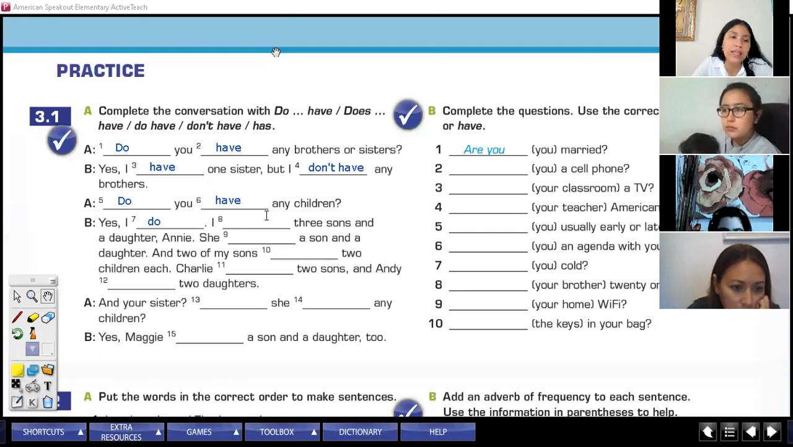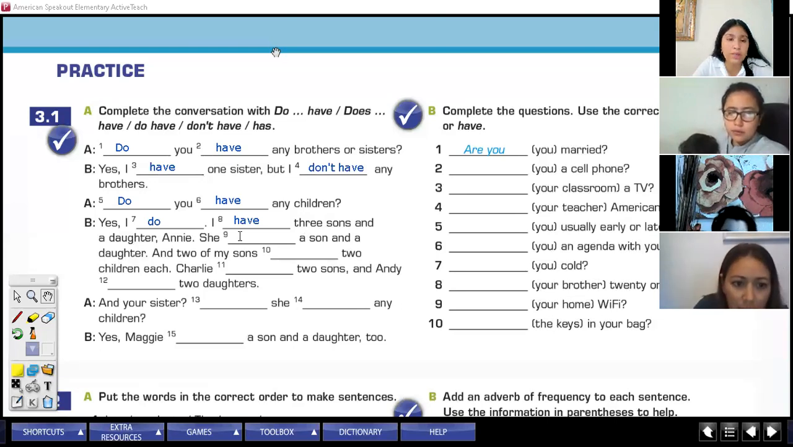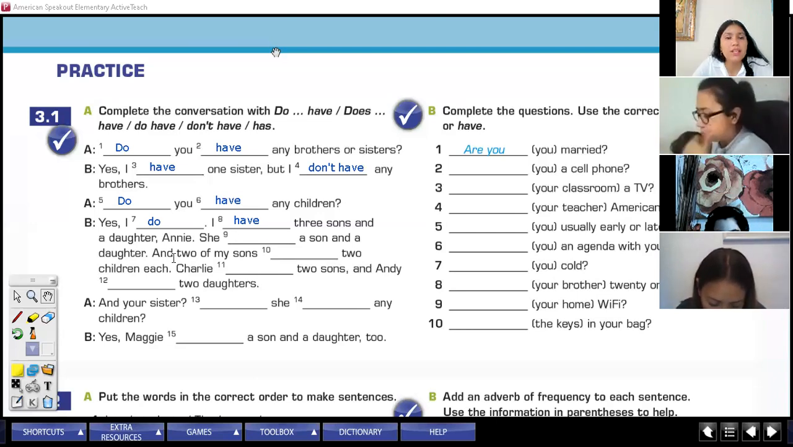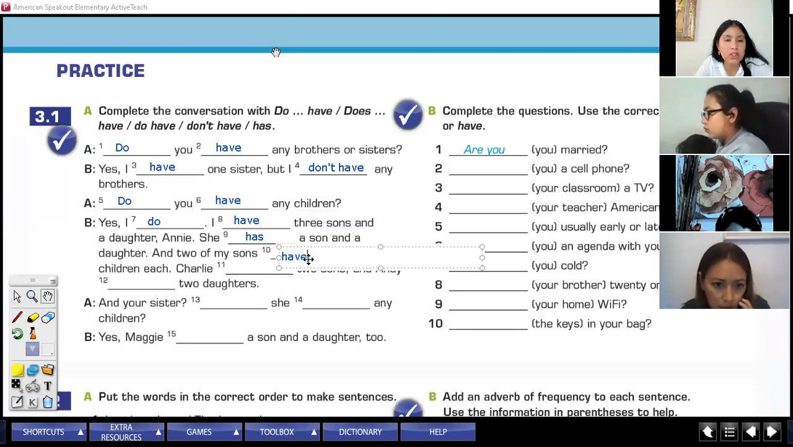I, 3 sons and a daughter. I what? I have. I have 3 sons and a daughter, Annie. She, a son and a daughter. She what? She has. She has a son and a daughter. And 2 of my sons, 2 children each. 2 of my sons what? Have. Very good. 2 of my sons have 2 children each.